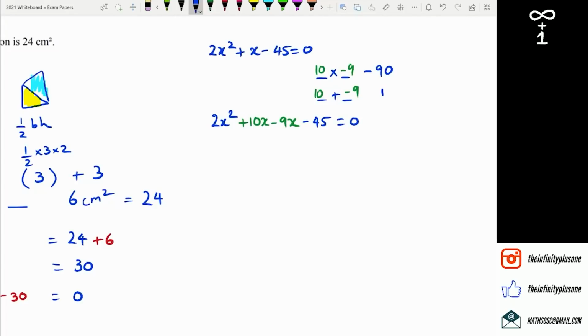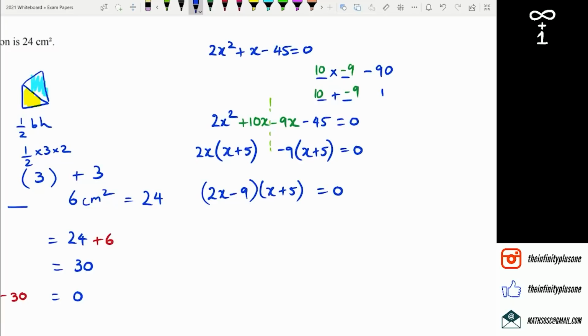So at this part, I'm going to split them up and do it by parts. I've got 2x as a common factor. Take it out, and I'm going to get x plus 5. As for the right-hand side, I've got minus 9 as a common factor, which is going to be minus 9 times x plus 5 is equal to 0. Then I've got 2x minus 9 times x plus 5 is equal to 0.